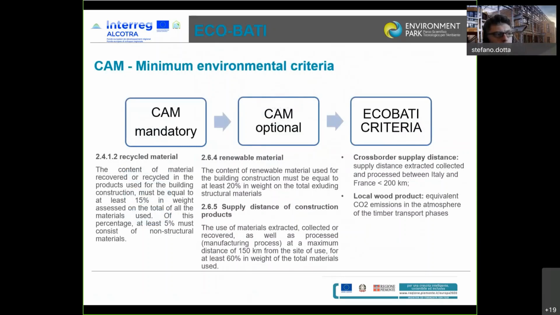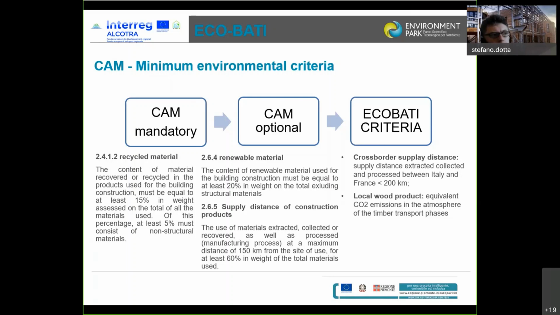So in Italy, we have legislation that provides some minimum environmental criteria. Some of them are mandatory. For example, in the field of circular economy, there is a mandatory criterion about recycled material, and this regulation obliges the public authority to require that the content of material recovered or recycled in the products used for public construction must be equal to at least 15% in weight, assessed on the total of all the material used. So this is mandatory. Then this regulation gives the possibility to use other environmental criteria that are optional.